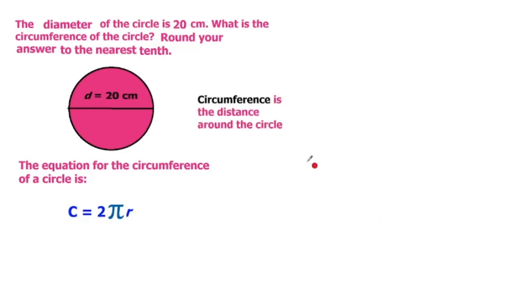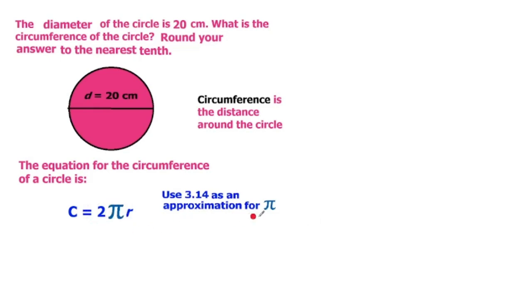Well, first let's remember that the circumference is the distance around a circle. Okay, so it's just you walking around this whole circle. How far is that distance? It's not as simple to do as it is for a square, for example. So for a circle, when you find the circumference, the distance around it, you have to use this equation.